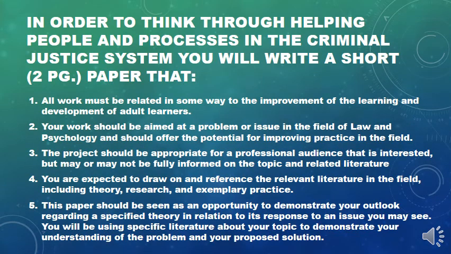In order to think through helping people and processes in the criminal justice system, you will write a short 2-page paper. Bear in mind that it must be 2 pages of written work. The abstract, the title page, and the references don't go within that 2 pages. Just keep that in mind. The 2 pages have to be simply 2 pages. That's what I'm only looking at.